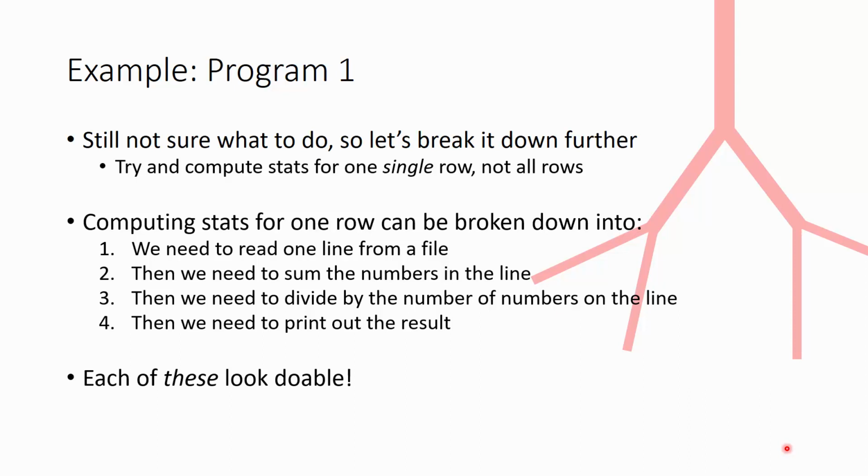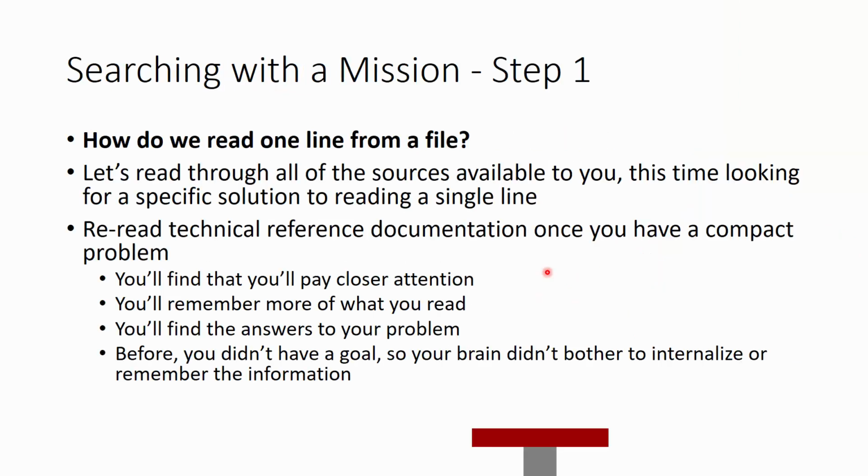Now, computing statistics for one row can be broken down into: we need to read a line from a file, and we have to figure out how to sum the numbers on that line. We need to know how to divide by the number of numbers on that line, and we need to be able to print out the result. Now, those look doable. Those are things that we can actually start to work on. So let's look at the first one here. How do we read a line from a file?